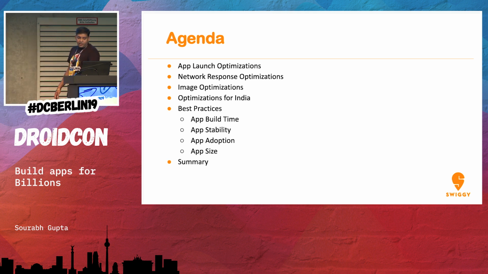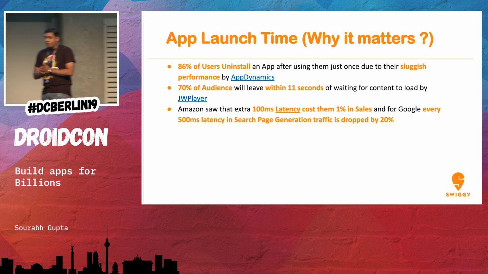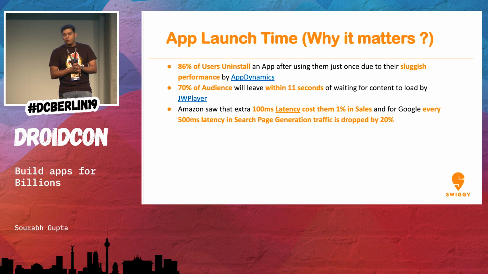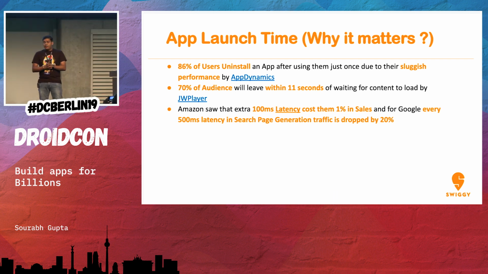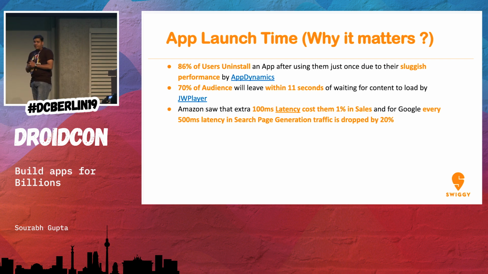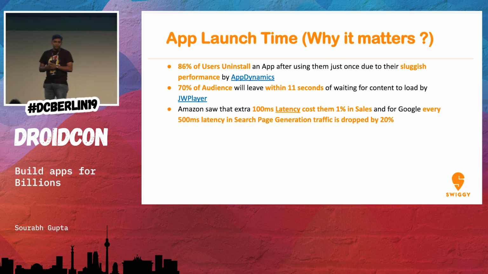So let me start with the app launch optimizations. Why does app launch matter a lot? Most users drop off during the app launch if they are not able to see any content. Another analysis, done by AppDynamics, says 87% of people drop out if they don't see any experience. If your app takes more than 11 seconds, most people will drop out.